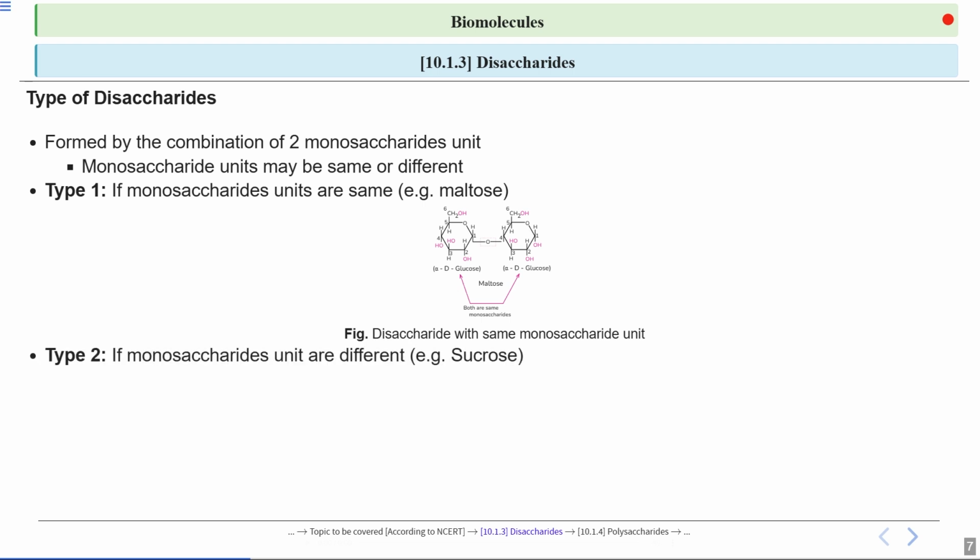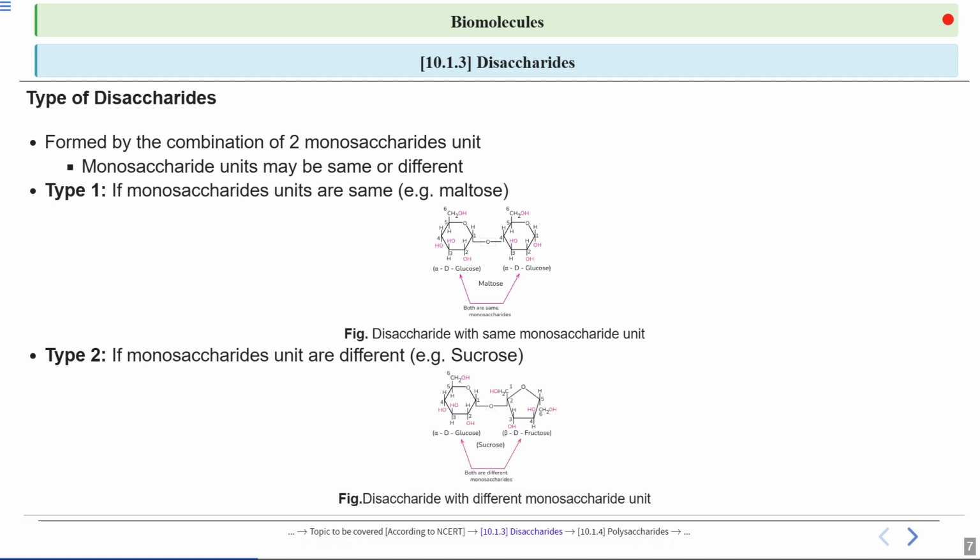Next, type 2, if the monosaccharide units are different. Example, sucrose. In sucrose, one monosaccharide unit is alpha D glucose and another one is beta D fructose. This sucrose is formed by two different monosaccharide units joined through the glycosidic linkage, and this is a disaccharide. So this is a disaccharide with the same monosaccharide unit and this is a disaccharide with different monosaccharide units.